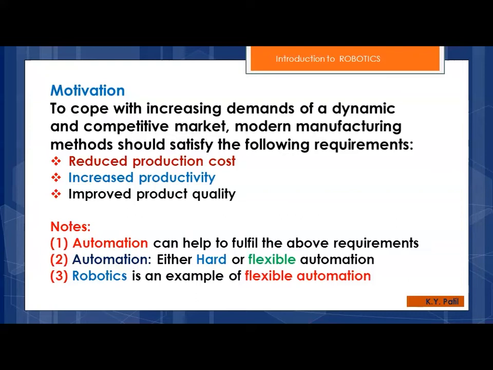Now you have seen these 3 objectives: reduce production cost, increase productivity, and improve product quality. It is a bit difficult to achieve all these at the same time, and some of them are actually conflicting. That means if you want to increase productivity, it may not be possible to control the product quality at the same time, or you cannot reduce the product cost at the same time. So for this purpose, we are going for automation.